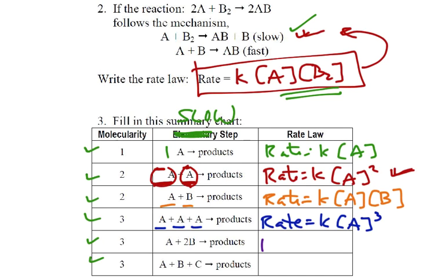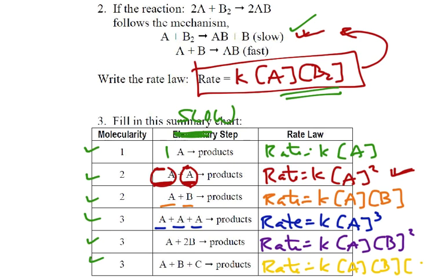If we had A and 2B, okay, it would be K, A to the first power, B squared, third order overall. And our last one would be the rate equals K times A times B times C, all to the first order, it would be third order overall. So if your molecularity is 3, then we're going to end up with a third order overall rate law. If it's 2, then it's going to be second order overall. And again, if the molecularity is 1, then it's going to be first order overall.